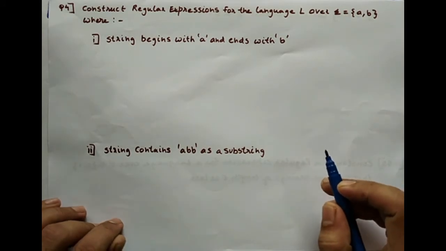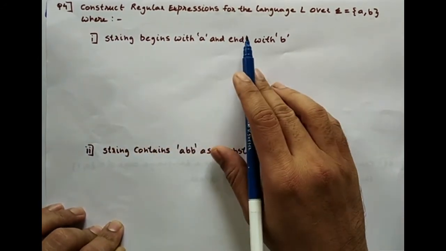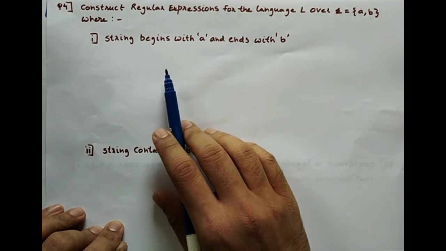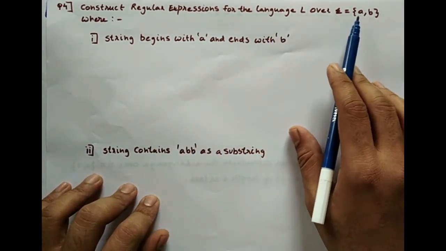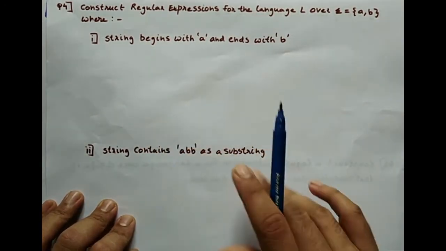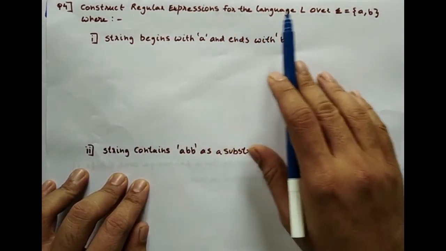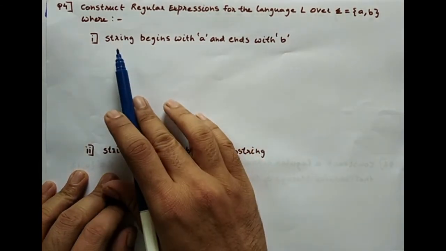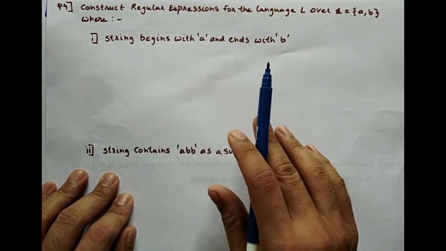In this problem, we are supposed to construct a regular expression for the language L over sigma equal to {a, b}. So first of all, what is given to us is that the language contains strings of a's and b's. Now the constraints given: there are three sub problems. In the first sub problem, the restriction imposed is that in the language every string begins with a and ends with b.